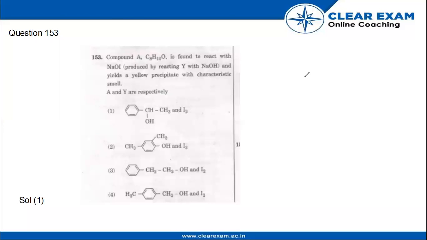So, option 1 is secondary alcohol, which on oxidation gives phenyl methyl ketone, that is acetophenone. This on reaction with I2 and NaOH forms iodoform and sodium benzoate. Let's see the reaction.